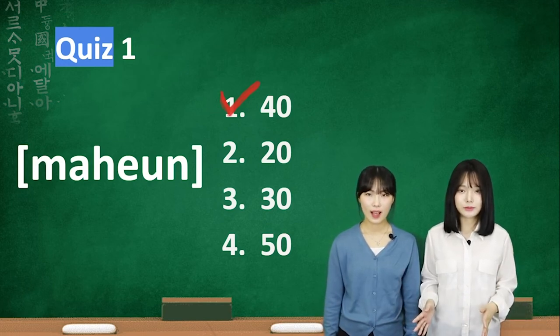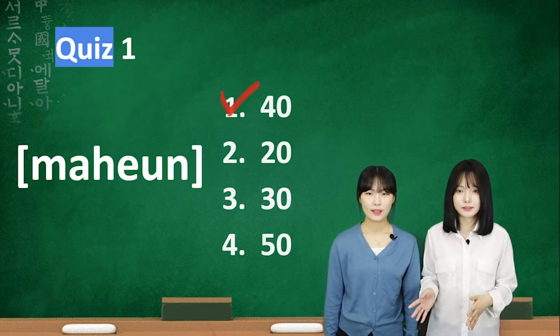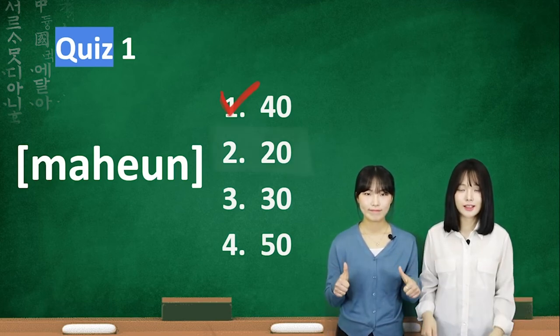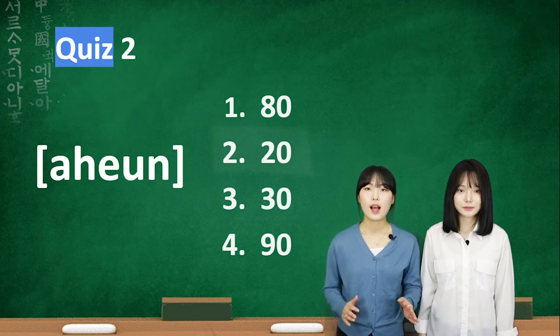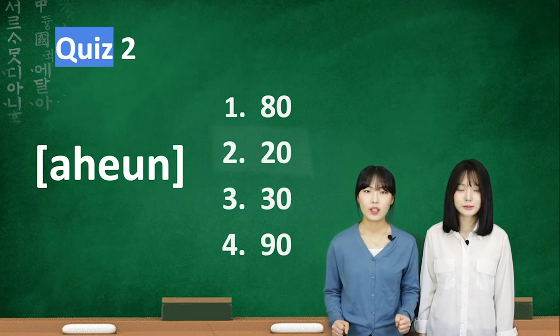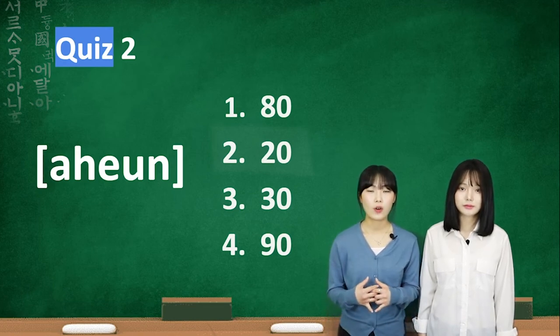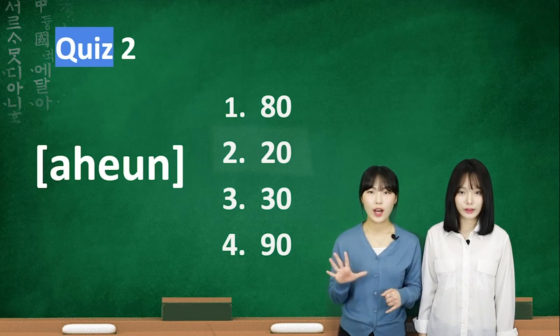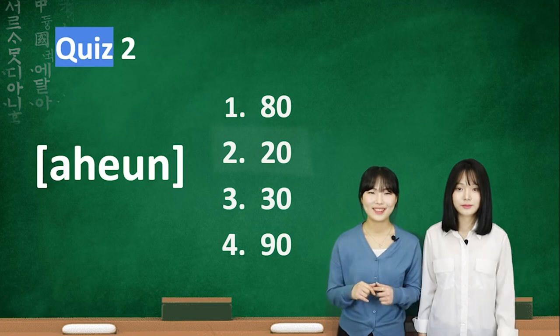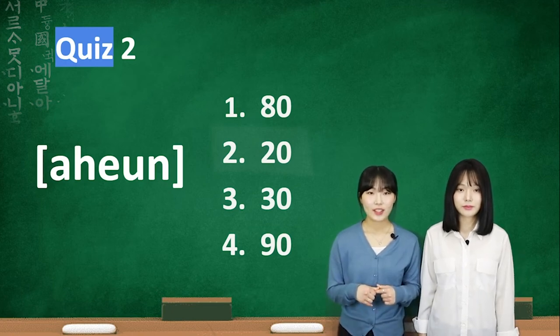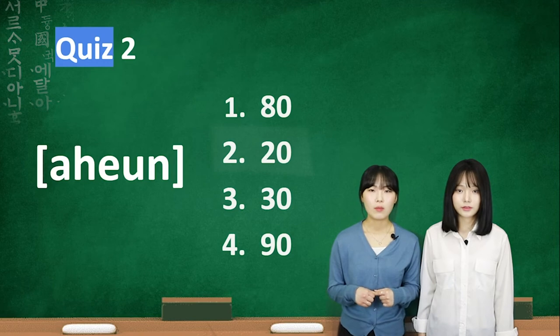마흔. Good. Next. Question 2. 아흔. Which of the following is correct? 5, 4, 3, 2, 1. Yes, the correct answer is number 4.